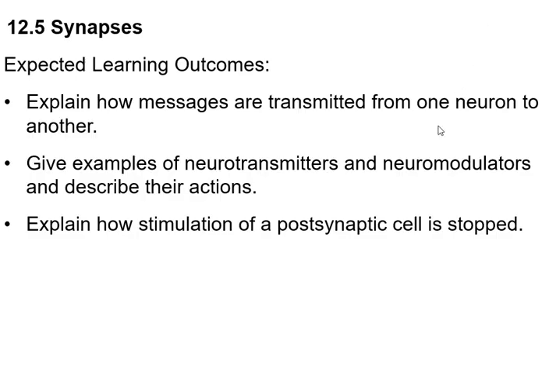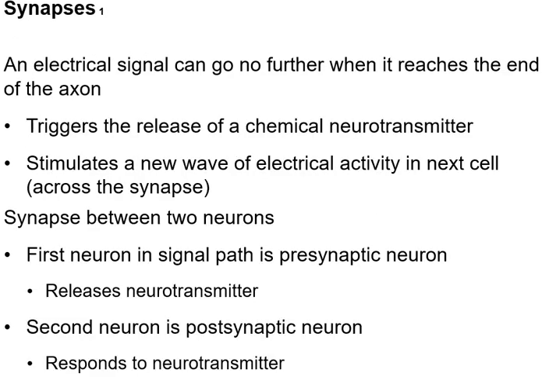A couple of things we're going to talk about before we finish this chapter is how does a neurotransmitter work? What is a neuromodulator? What are its actions? And how do you stop the stimulation of a postsynaptic cell? So you've stimulated the muscle, the nerve, or the gland, but now I don't want to stimulate anymore. How do I stop it? How do I stop the neurotransmitter?